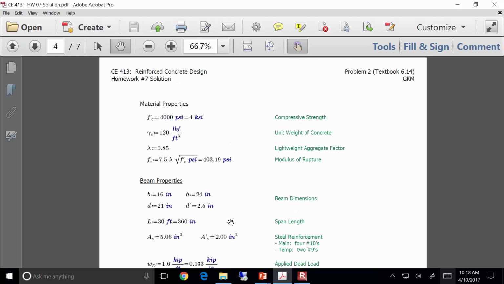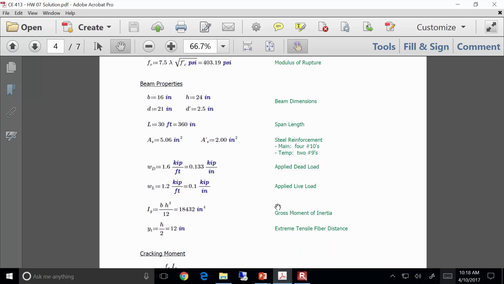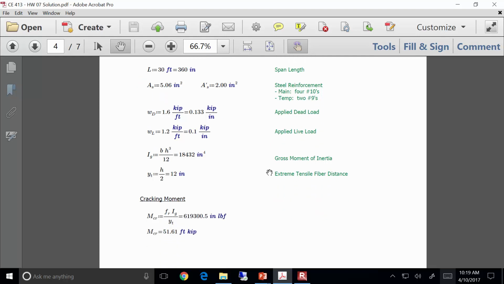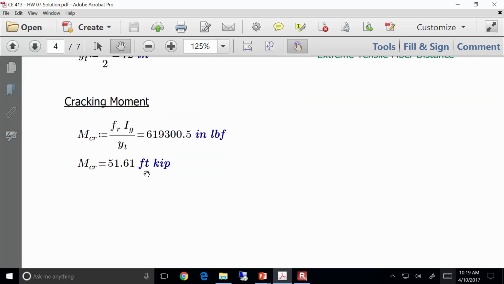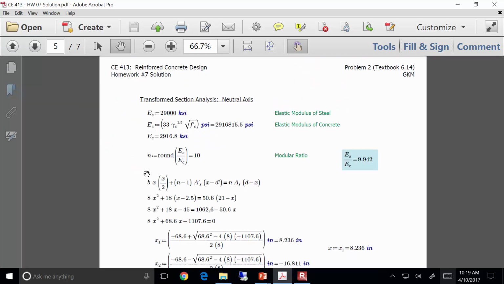Okay. So back to the beginning. Number 1, okay, so the material properties, bless you. You've been given a unit weight of concrete of 120 pounds per cubic foot and a lambda of 0.85. So right off the bat, you should have a different fr. Here's your beam dimensions. Your length is 30 feet. I've got the area of steel and the area of steel prime. Dead load and live load accordingly. So gross moment of inertia, pretty straightforward. Cracking moment, you should get about 51.6 foot kips for your cracking moment on problem 2.